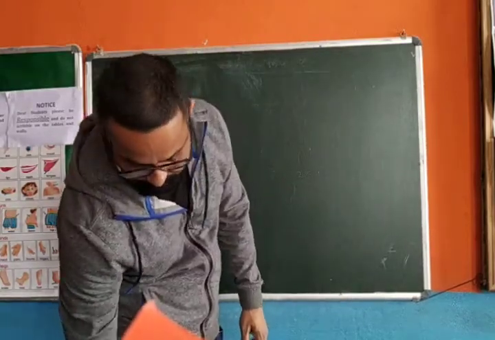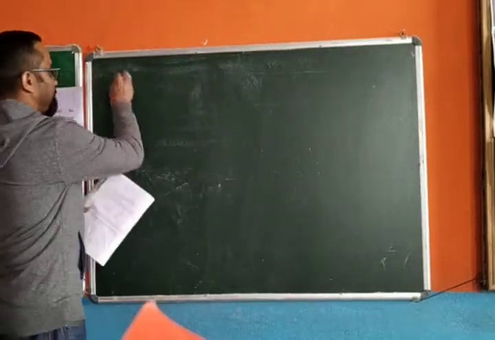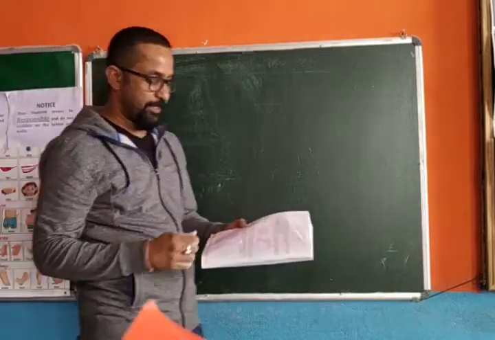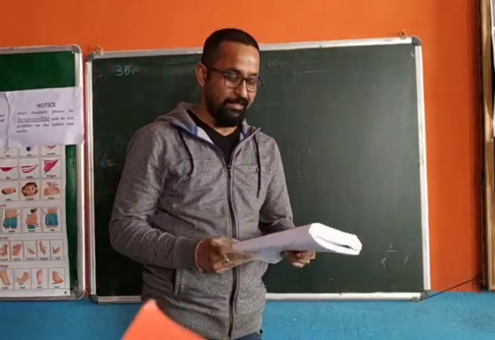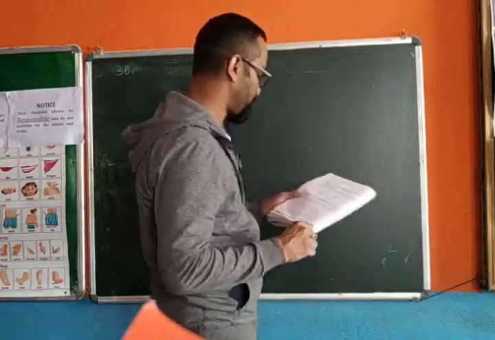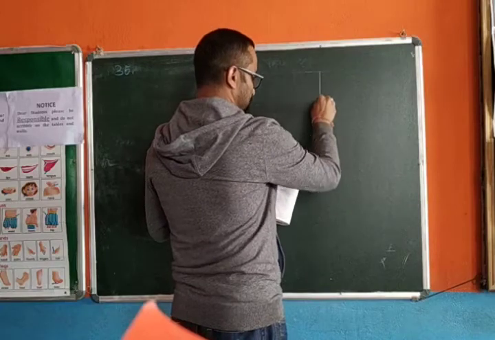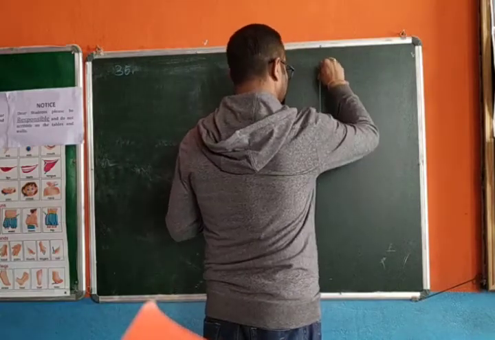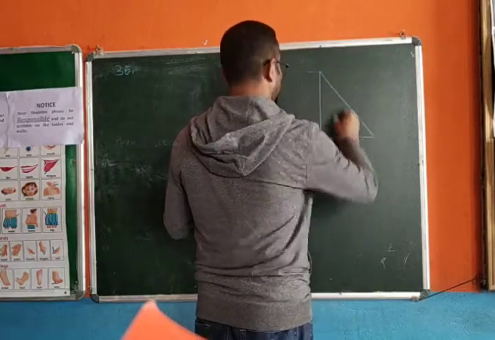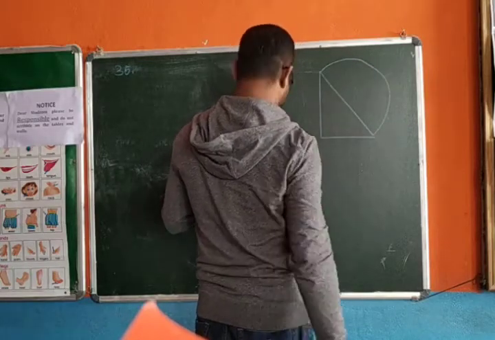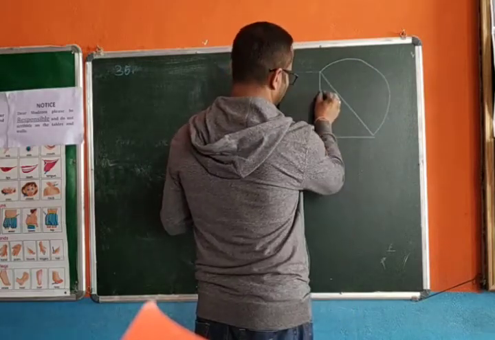Question number 35. I'll be doing 35A. Look at this. Right angle triangle, semicircle. Then you have a quadrant.